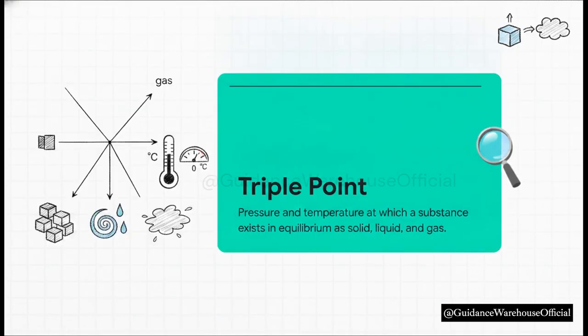Now, if you trace all the boundary lines on a phase diagram down to where they finally intersect, you find what's called the triple point. This is the singular exact pressure and temperature where a substance exists as a solid, a liquid, and a gas, all at the exact same time. It is literally the ultimate balancing act in physics. For water, this happens at just barely above 0 degrees Celsius, at a tiny, tiny fraction of normal atmospheric pressure.